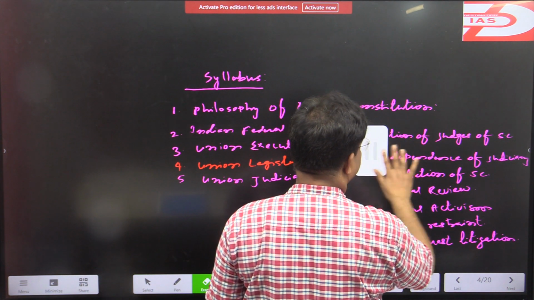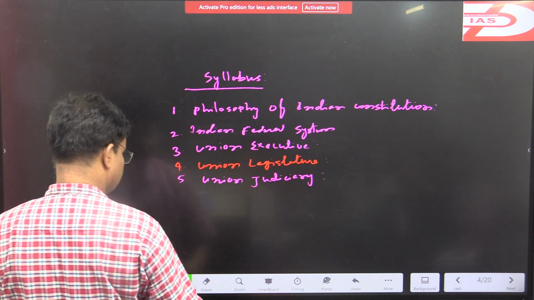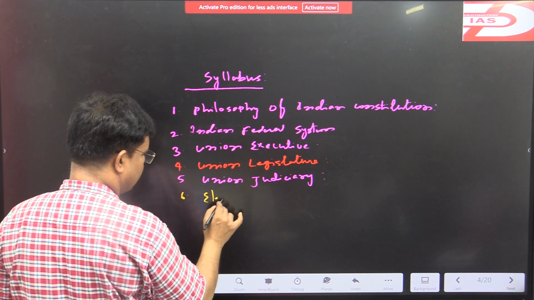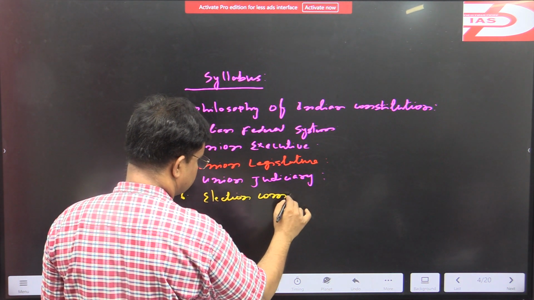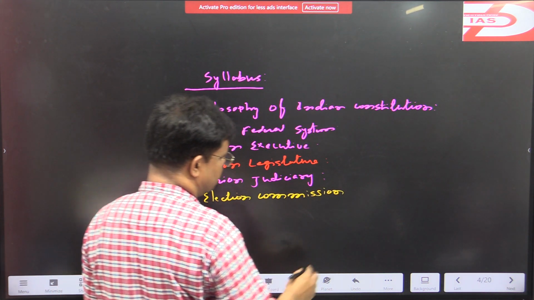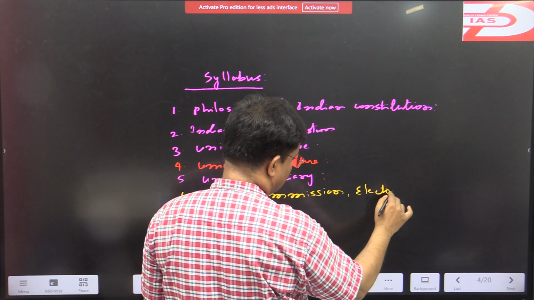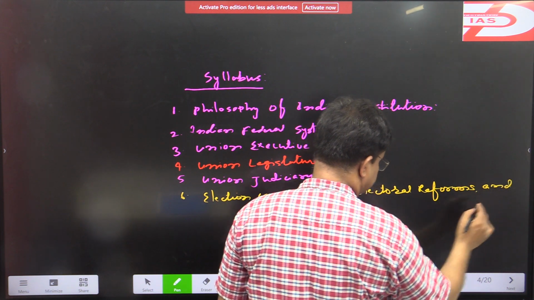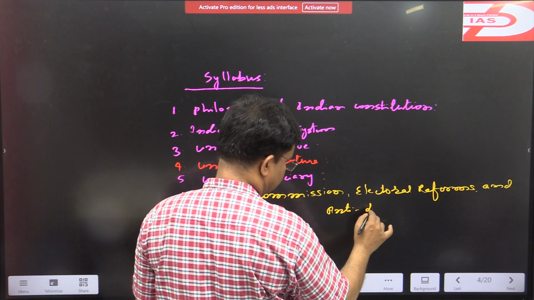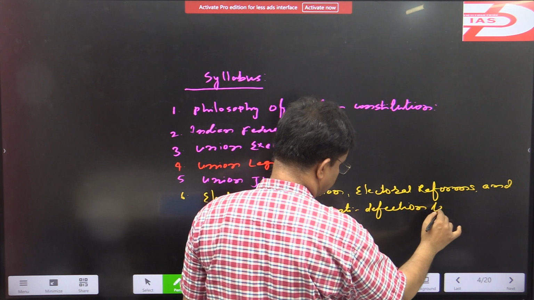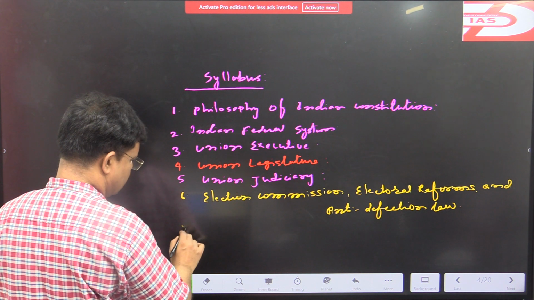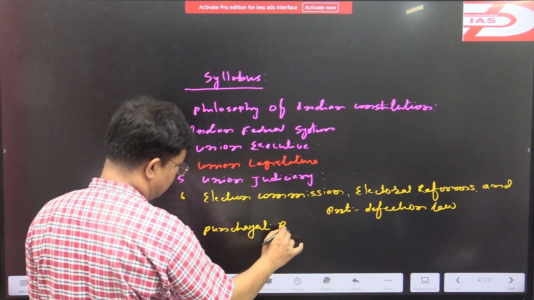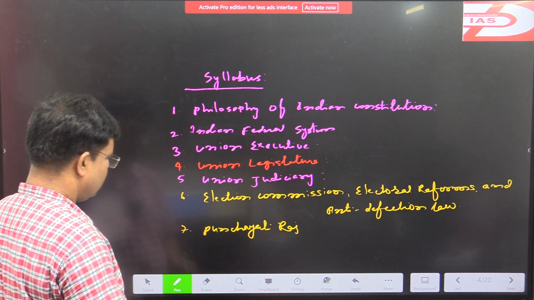Next aspect is Election Commission, electoral reforms, and anti-defection law. Next facet, Panchayati Raj.